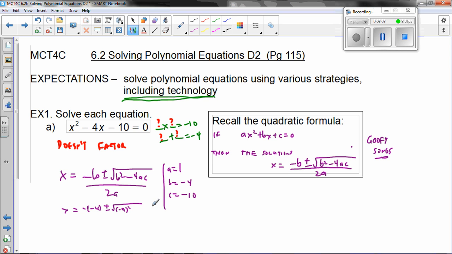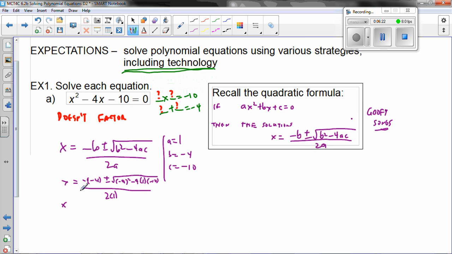That's negative 4 all squared minus 4ac all over 2a, like this. And I'm going to simplify this. I'm going to do as much of this as I can in my head here. That's a 4.